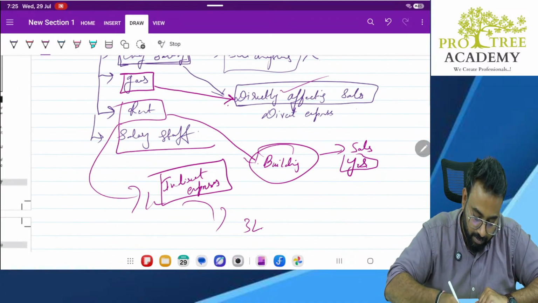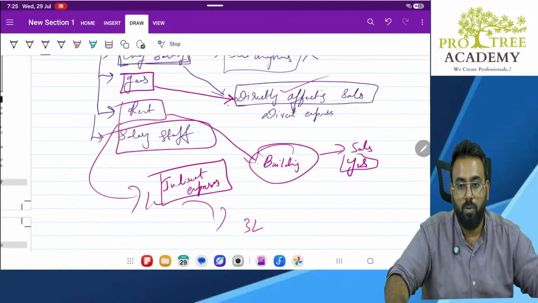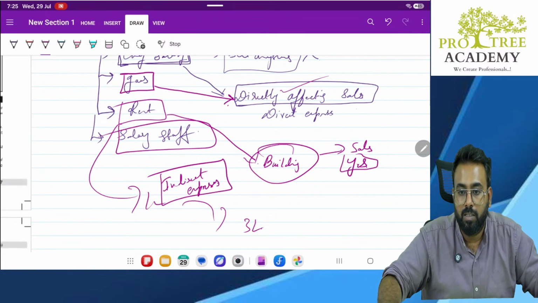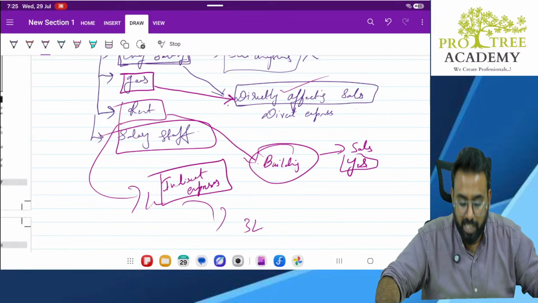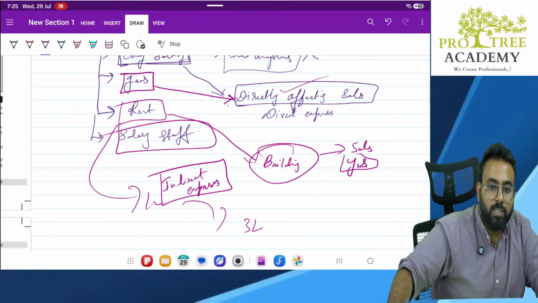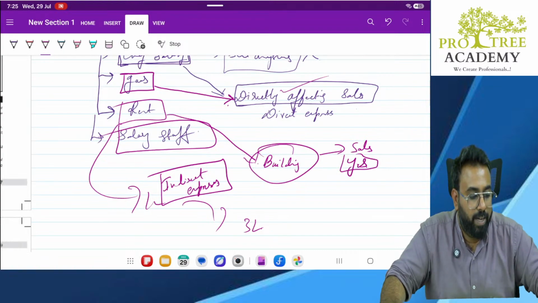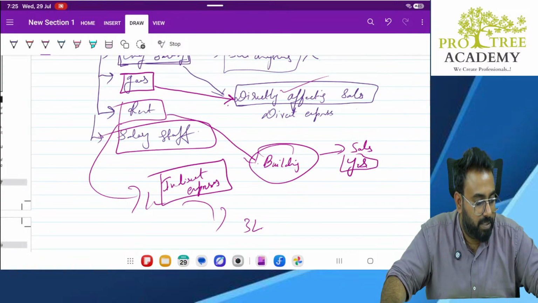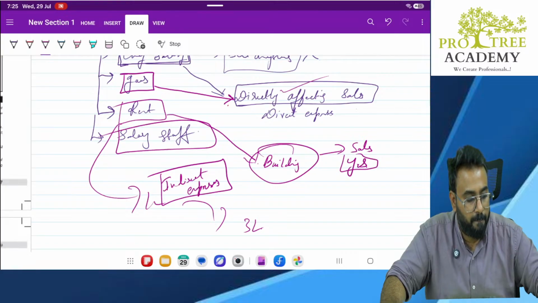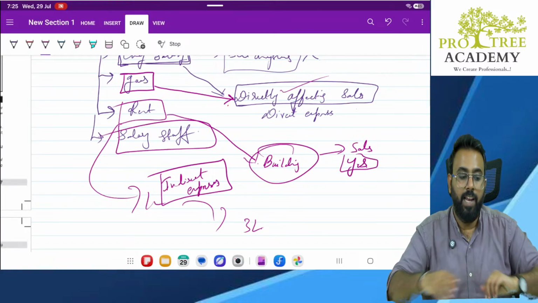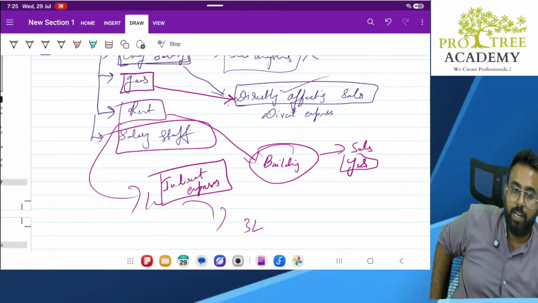Staff salary, sir. Servers are there in your hotel, cleaning people are there. What about that salary, sir? Will that become direct expenses or will that become indirect expenses? Anybody? Staff salary, will it become direct expenses or indirect expenses?